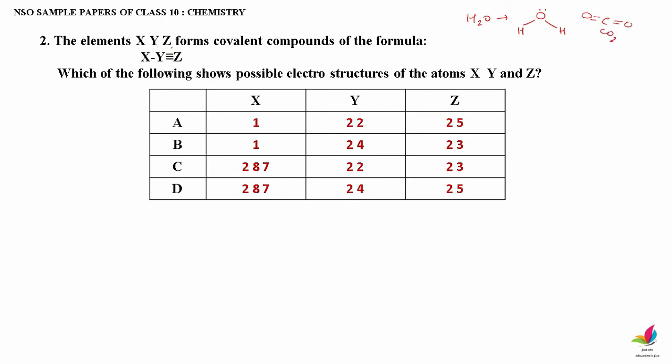This particular structure they have given here for XYZ. See, XYZ are imaginary elements. They have not mentioned whether X is carbon, oxygen or hydrogen. So these are imaginary elements X, Y, Z, and they form compounds of the formula X single bond Y triple bond Z. Here in water, oxygen and hydrogen have a single bond, and in carbon dioxide carbon and oxygen have a double bond. Here you have single and triple bonds. So this is how the compound looks, and it's a covalent compound.